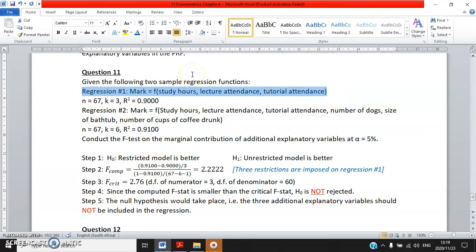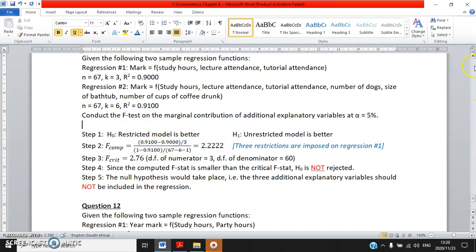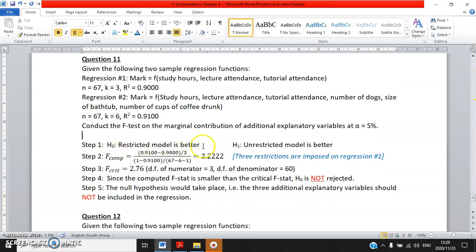Using theoretical thinking, I think it is the correct decision to impose the 3 restrictions. The reason is number of dogs, size of the bathtub, number of cups of coffee drunk are really irrelevant explanatory variables. So they actually should not feature in the multivariate regression. So using theoretical argument, I think it is a correct decision to impose the 3 restrictions on the 3 parameters respectively. But we have to prove it statistically. That's why we have to do this F-test. Null hypothesis is easy. Alternative hypothesis.